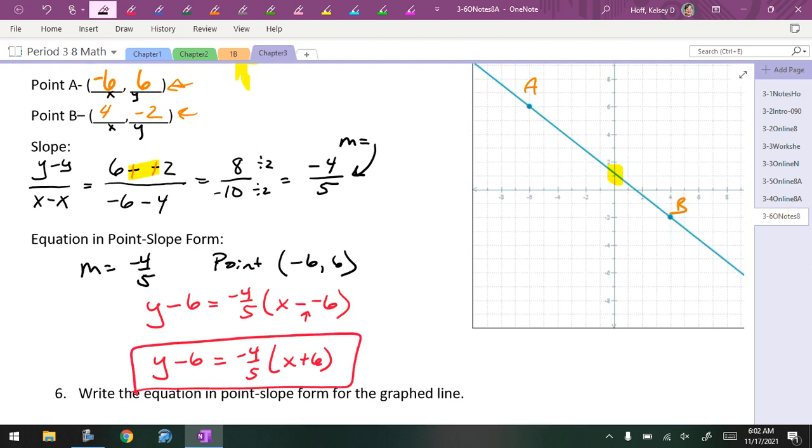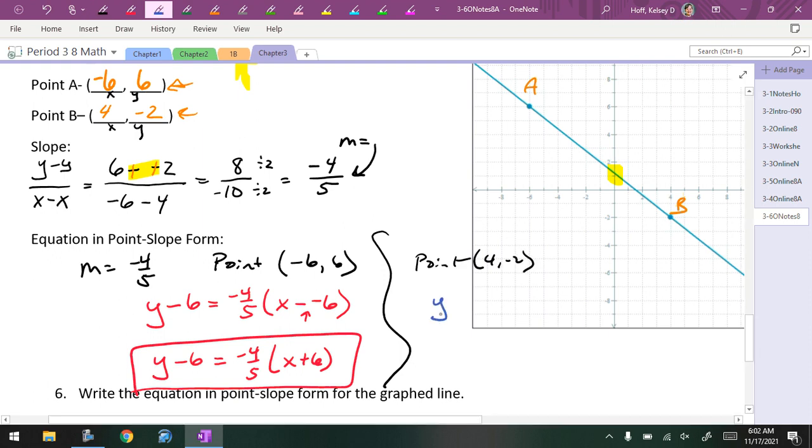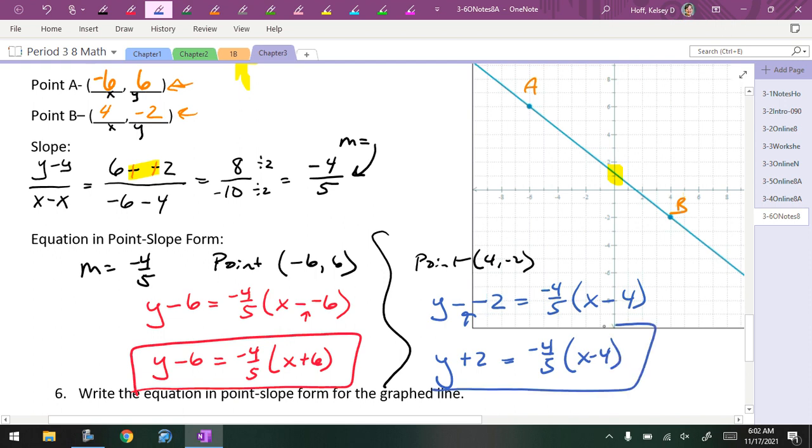You could also use the point 4, negative 2, and you would write y minus negative 2 equals negative 4/5 times x minus 4. This time our y is the double negative. Y plus 2 equals negative 4/5 times x minus 4.